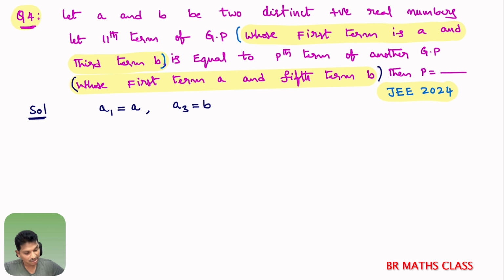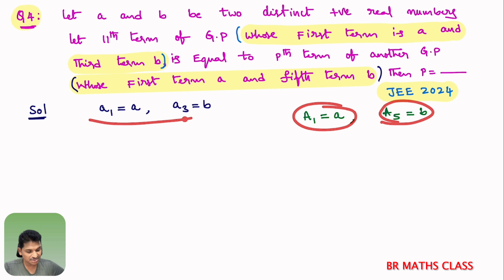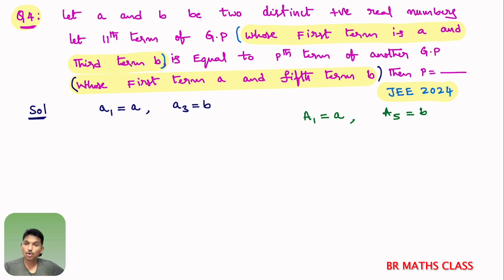For the second geometric progression in this question, I'll take the first term as capital A1 and the fifth term as capital A5. Capital A5 indicates the fifth term of the second geometric progression. In the question itself they gave that the fifth term of the second geometric progression is B. This information is already given in the question.